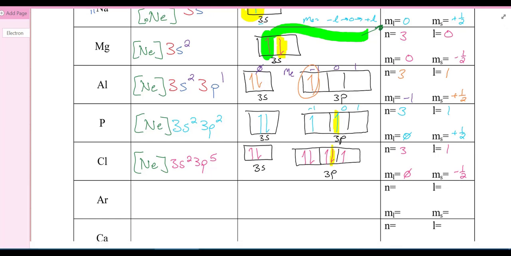Argon. Now, just so we know, we cannot use argon to define argon. Not allowed, because it's not core. Even though it's very stable, it's not core. It's still neon as the core. Then it's 3s2, 3p6.